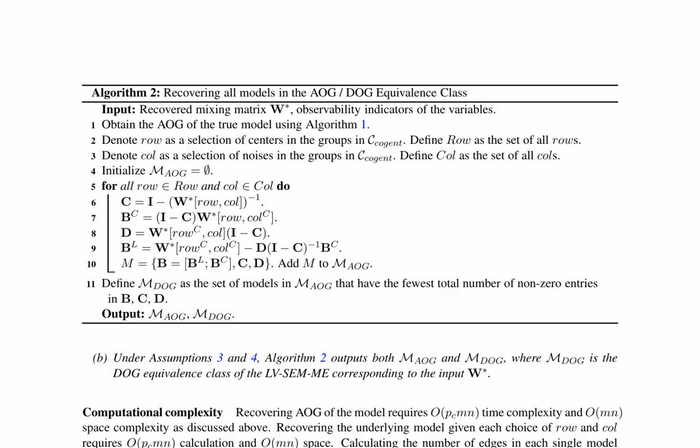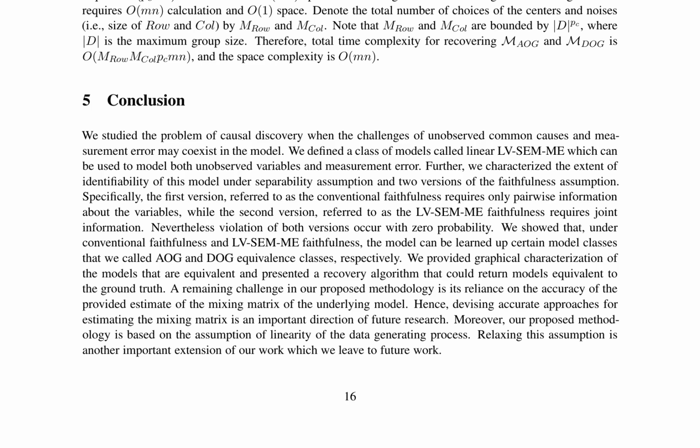Algorithm 2 recovers all models in the AOG and DOG equivalence classes. It takes as input the recovered mixing matrix W** and observability indicators of the variables. The algorithm iterates over all possible selections of centers and noises in the group Sequogent, calculates the matrices B, C, and D, and adds the resulting model to the set MAOG. The set MDOG is defined as the set of models in MAOG with the fewest total number of non-zero entries in B, C, and D. The computational complexity of recovering the AOG and DOG equivalence classes is O(M rho M call PCMN) time complexity, and O(MN) space complexity.